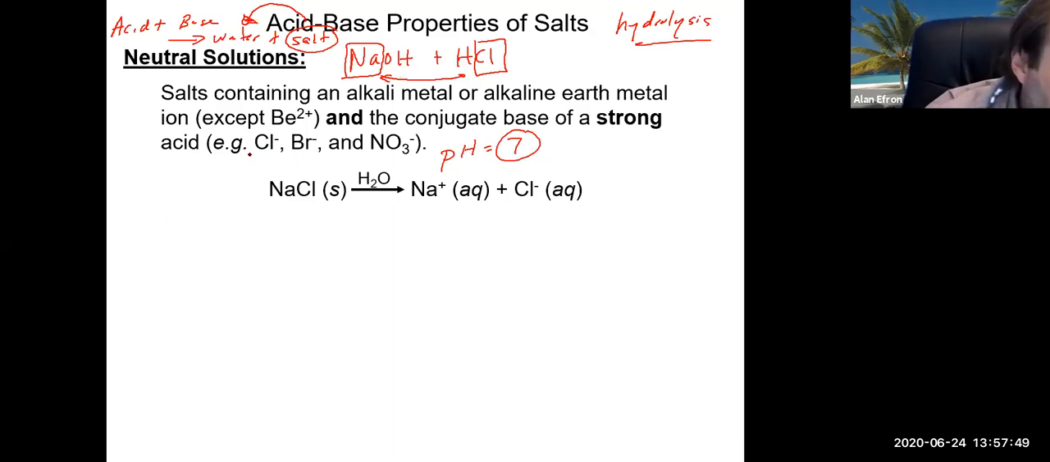So for example, Cl minus comes from hydrochloric acid, Br minus comes from hydrobromic acid, which is also a strong acid. NO3 minus, which is nitrate, comes from nitric acid, which is obviously also a strong acid as well. So in general, when you see something like Cl minus, Br minus, NO3 minus, you want to think about acids that contain those things.